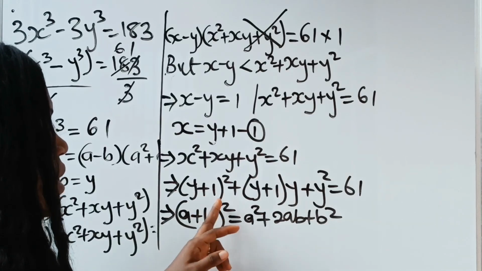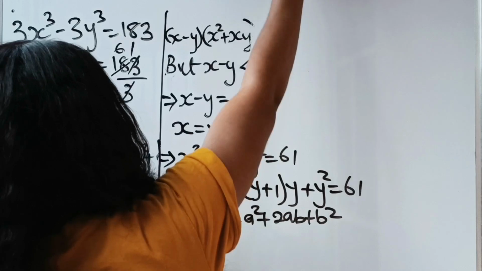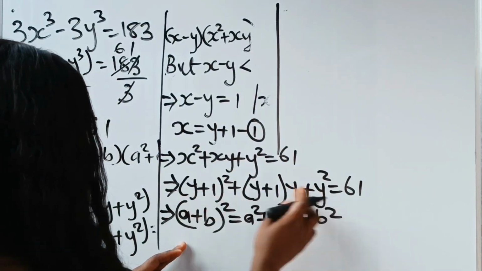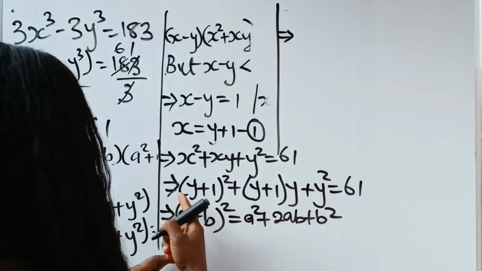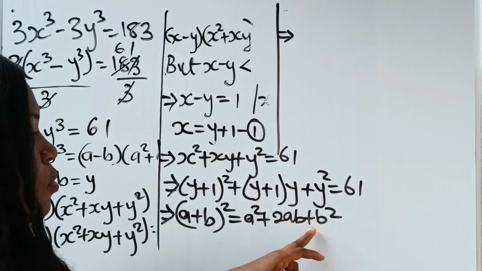y, while our b is 1. All right, so permit me to clean this. We don't really need them anymore. So from here we can say that this is equal to what? So this implies that y plus 1 squared can be written as a squared plus 2ab plus b squared.